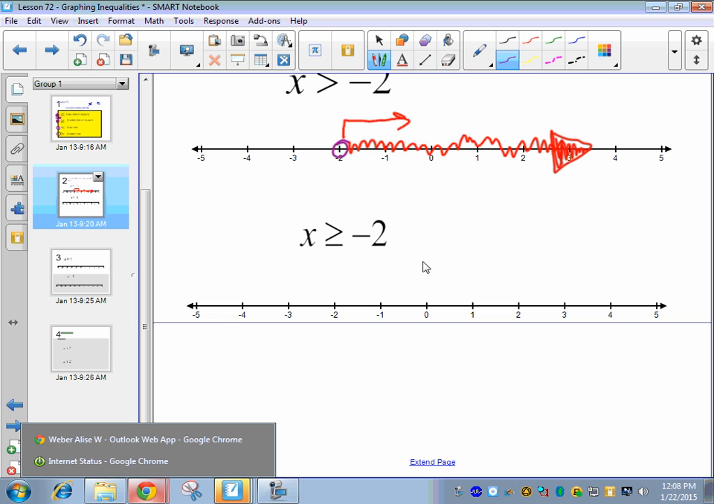So Dustin, do you think we're going to have an open or a closed circle? Closed. Yeah, we're going to have a closed circle. Now, if you do this on the test, I'm going to count you off if it's kind of halfway colored in, because I'm not sure. Be really clear to me. It needs to be solid or open. Okay, solid or open. Now it says x is greater than or equal to -2.